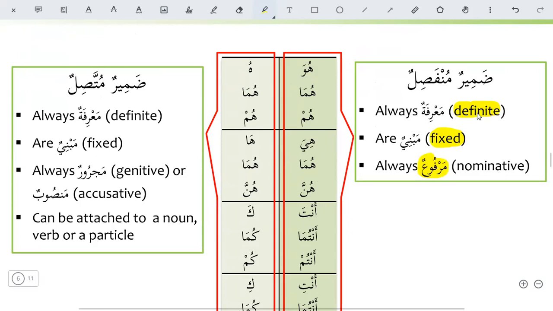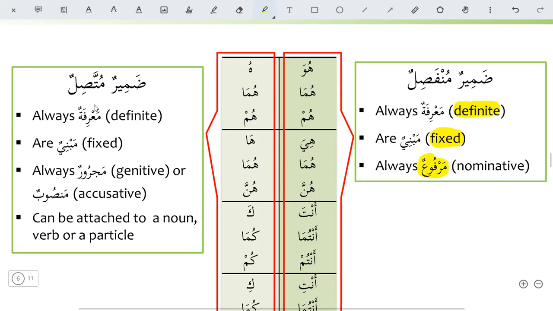There are three points to note. Separate pronouns, ضمير منفصل, are always definite. They are fixed, they never change their ending. And they are always marfu, in the nominative case, meaning they are always subject or fail.